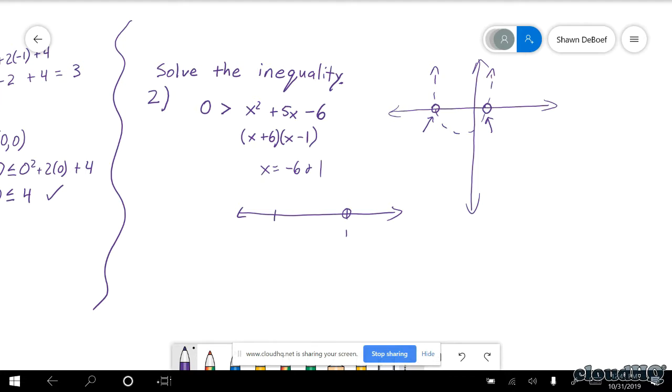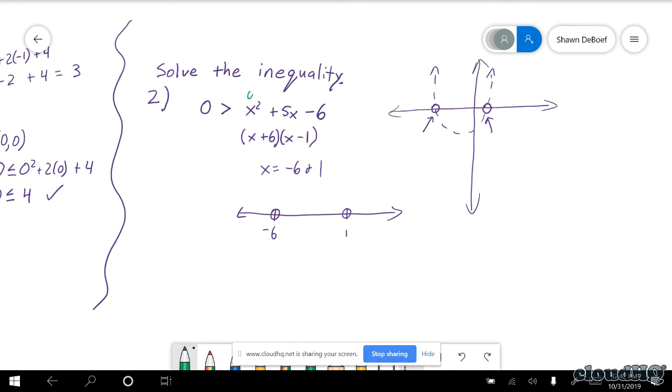Open circles, because it's not an equation. It's not equal to. I need to identify whether to shade inside or outside. Can I pick a number like 0? 0 is between those two. If 0 works, then I would shade in between them. If 0 doesn't work, I would shade outside of them. So let's test 0.